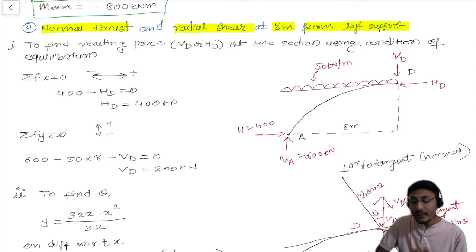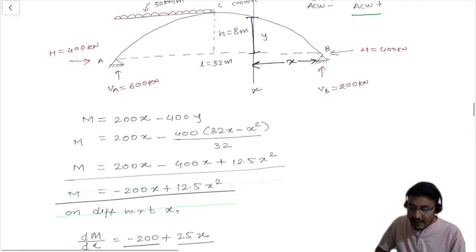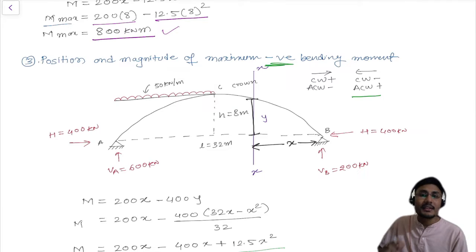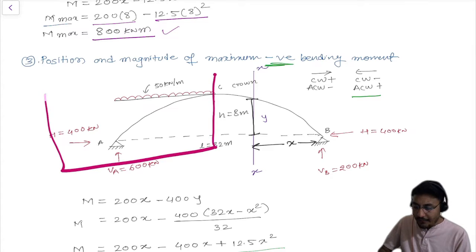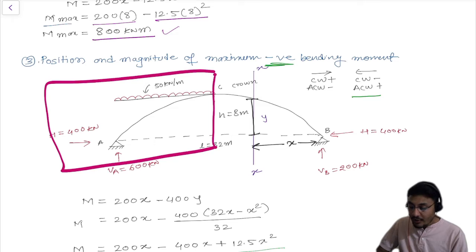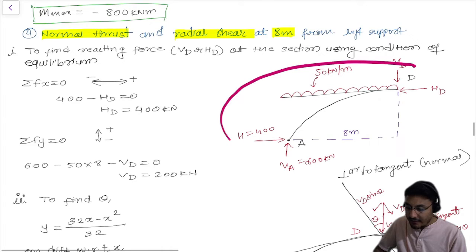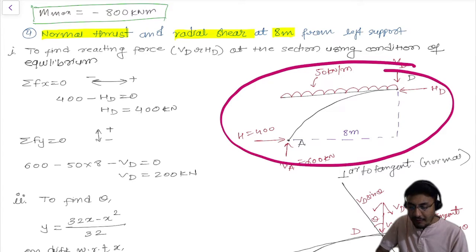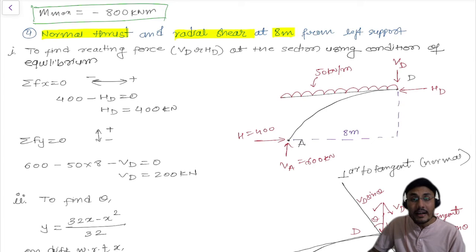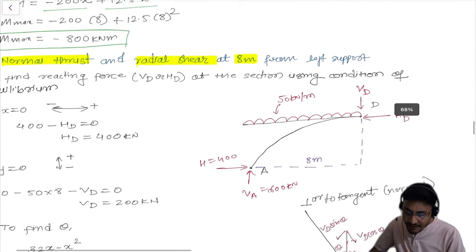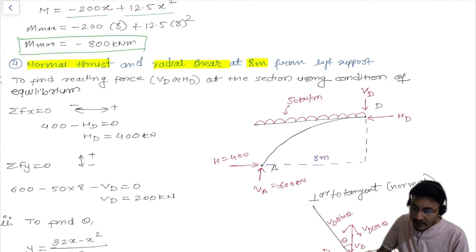They want to calculate the normal thrust and radial shear at 8 meter from the left support. So in this diagram, which you have discussed in part 1 and part 2, from the left support, you have this area. Now you need to take this area here at this level. I have taken this area over here, and now let me start adding the reactions and forces for that point. You can see I have just added my reaction forces, which are VD and HD.